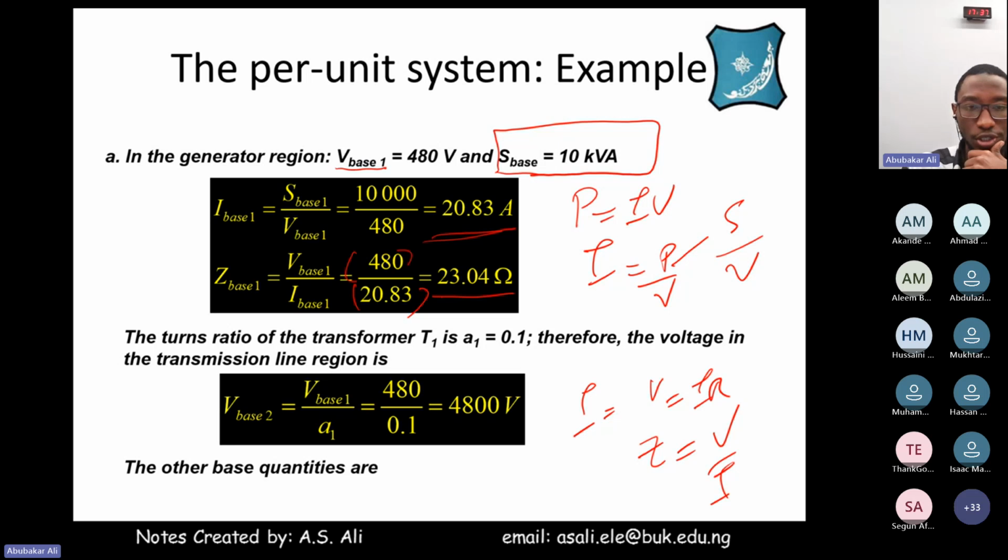Now let's move to the second region. We know the turns ratio is 0.1, NP over NS, where NP is 1 and NS is 10. So we know it's 0.1. The voltage here is nothing but the voltage in the first region divided by the turns ratio. So we are going to step it up, right? We had 480 volts before. Now our voltage has been stepped up to 4,800 volts.